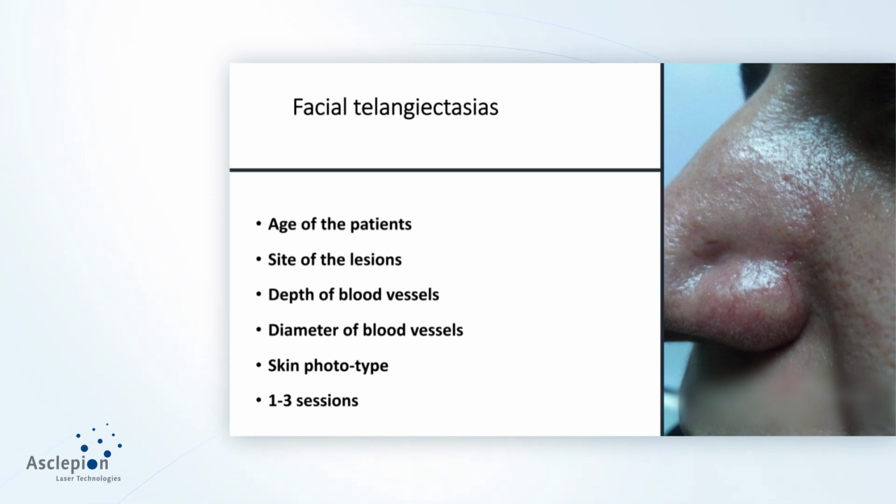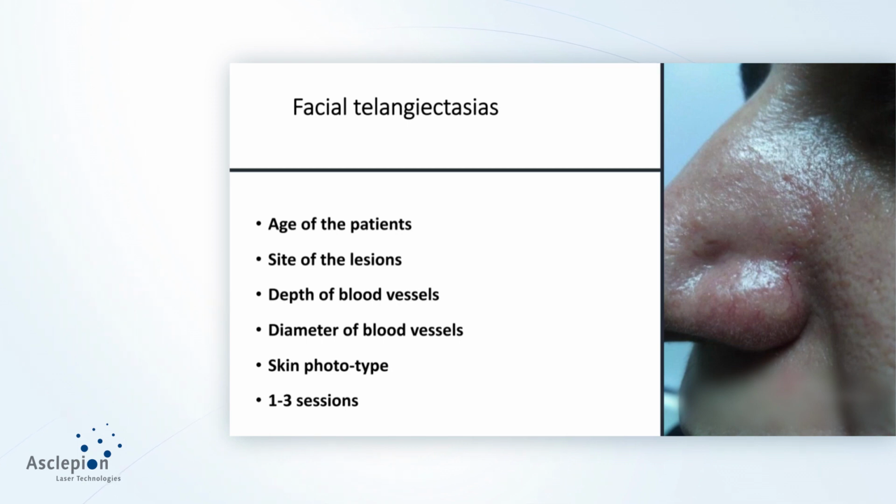The depth of blood vessels. Depth of blood vessel is an important parameter. So superficial blood vessels can be treated by a superficial laser like QuadroStarPRO, while deep blood vessels need longer wavelengths like Nd:YAG. The diameter of blood vessels: we adjust the pulse duration according to the diameter. Short pulse for smaller diameter, longer pulse duration for larger diameter. Skin phototype is an important factor in laser treatment in general. Skin phototype 3, 4, 5. Many factors will be adjusted according to skin type.